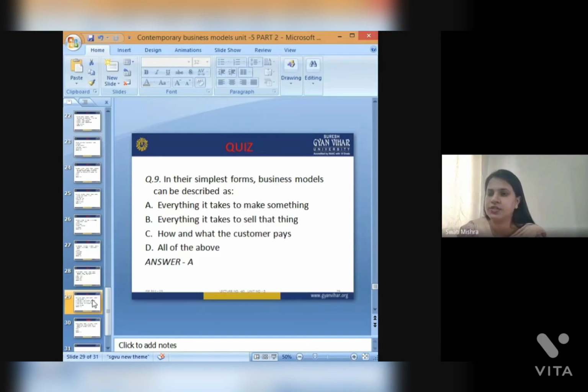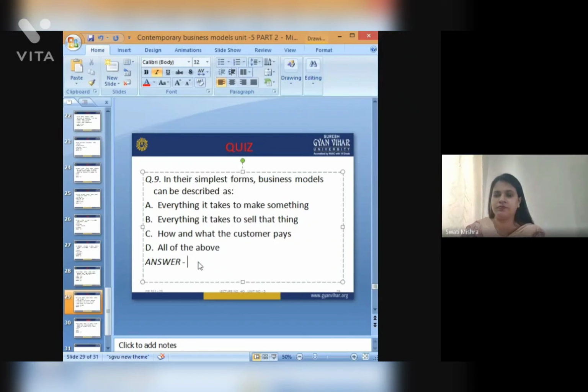Here's the next question. In their simplest forms, business models can be described as A. Everything it takes to make something, B. Everything it takes to sell that thing, C. How and what the customer pays, and D. All of the above. And the answer is D. All of the above.